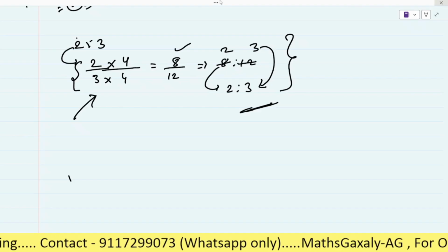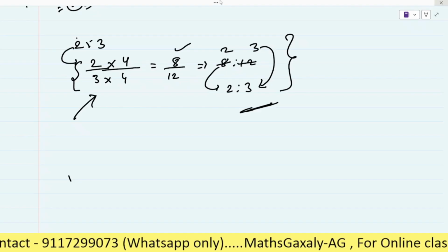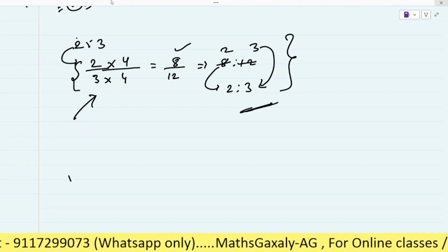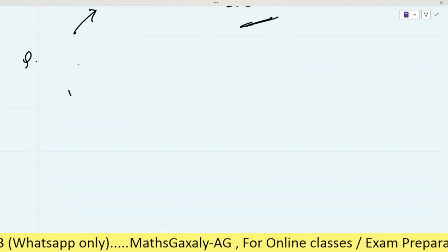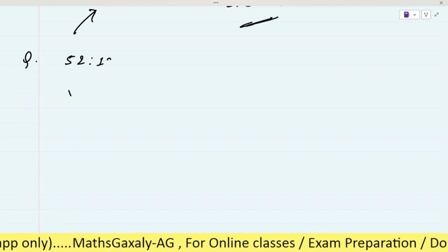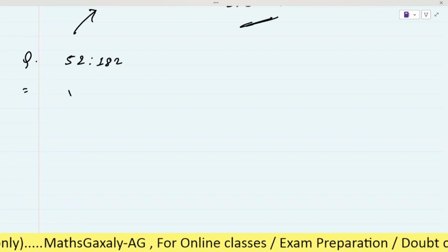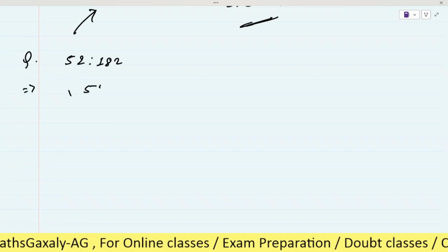Now let's see the first example. I think you can solve this example, right? It's very easy. Find the simplest form of 52 is to 182. You have to find the simplest form of 52 is to 182.